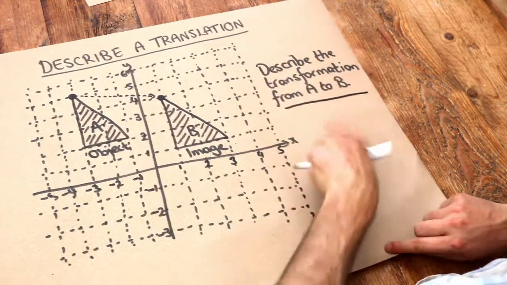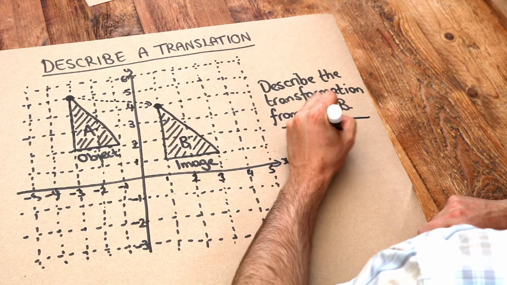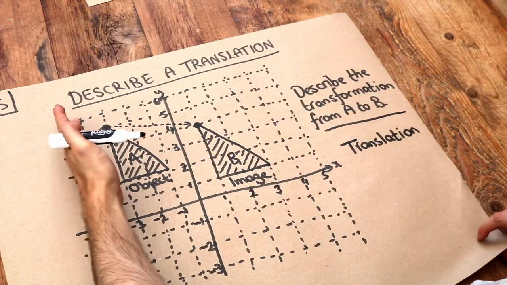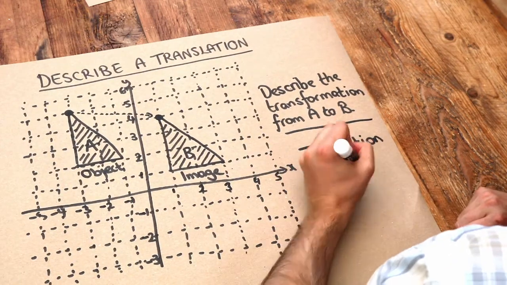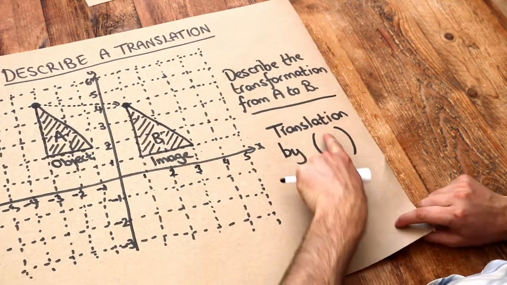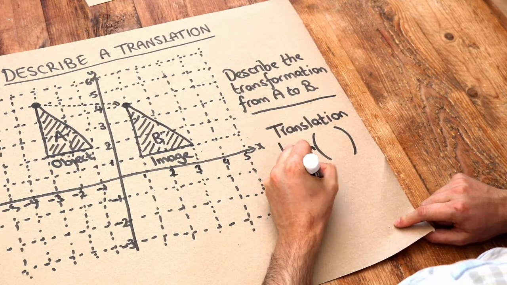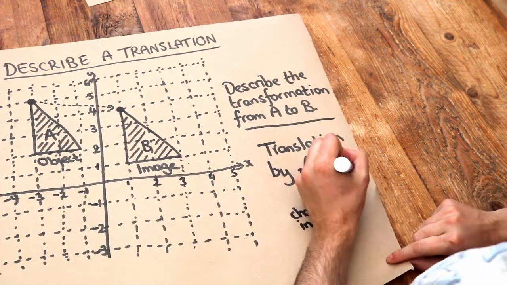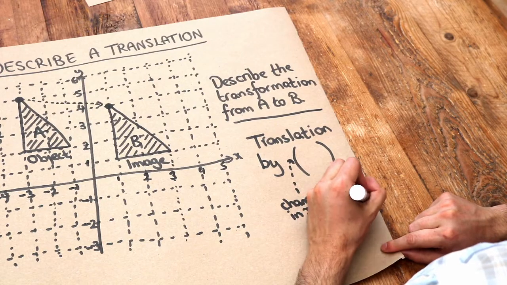So if we're describing this transformation, we would say it's a translation. Remember, you always need to say what type of transformation it is. In this case, a translation, a shift. And then you say a translation by, and then we give our vector to describe the movement. Now this top number here is what the x value has changed by, and the bottom number is what the y value has changed by.